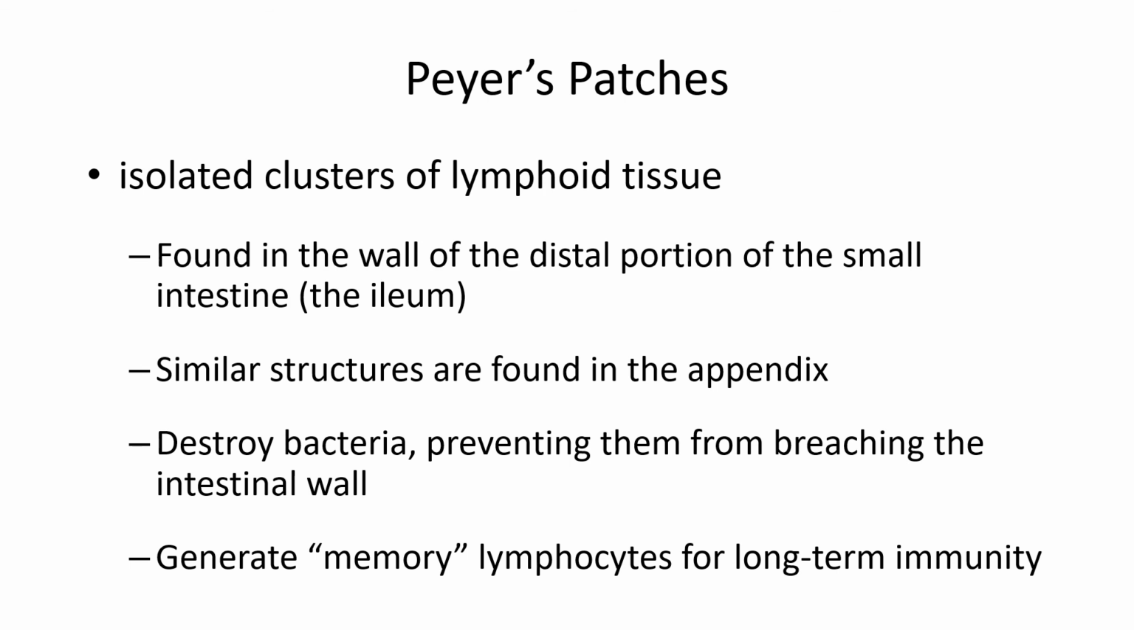Peyer's patches are clusters of lymphoid tissue that are found in the wall of the small intestine. Bacteria that make their way through the intestinal wall will hopefully become trapped in this tissue and destroyed. Lymphocytes within this tissue are constantly exposed to microbes and may generate a memory of these bacteria that can aid with long-term immunity. Again, this is something we'll talk about more in Biology 105.